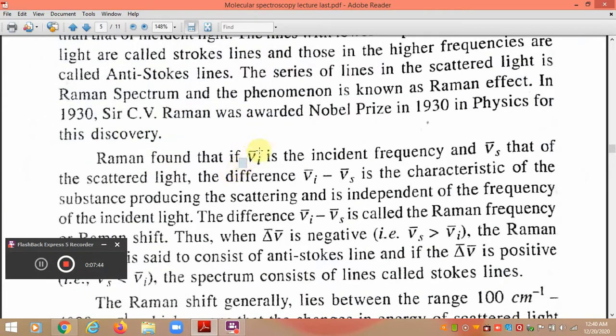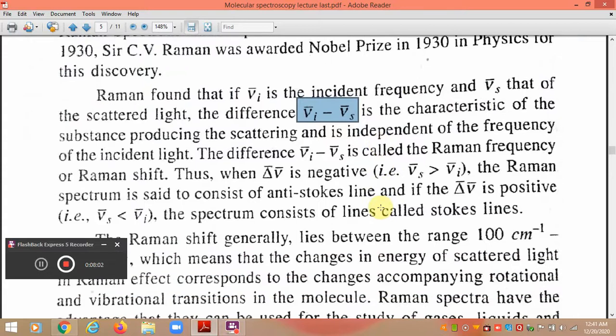Raman found that if mu I bar is the frequency of incident radiation and mu s bar is the frequency of scattered radiation, then the difference between the frequencies of incident and scattered radiation is characteristic of the substance producing the scattering, and it is independent of the frequency of the incident radiation. This difference is called the Raman frequency, or simply the Raman shift, indicated by delta mu bar.